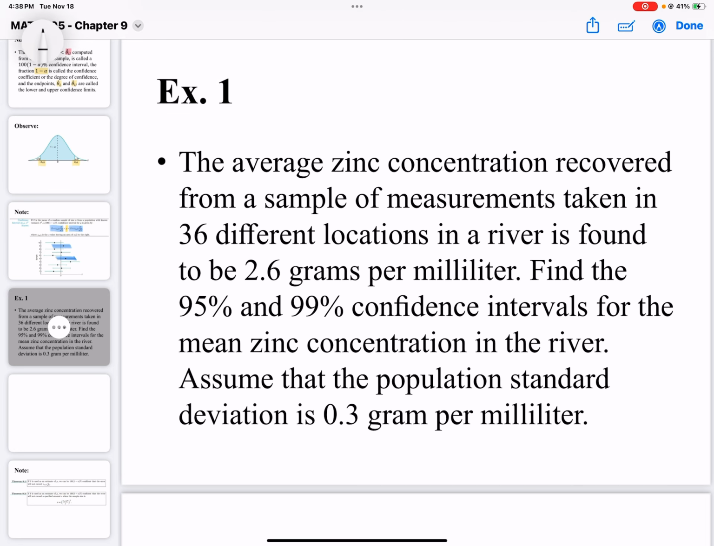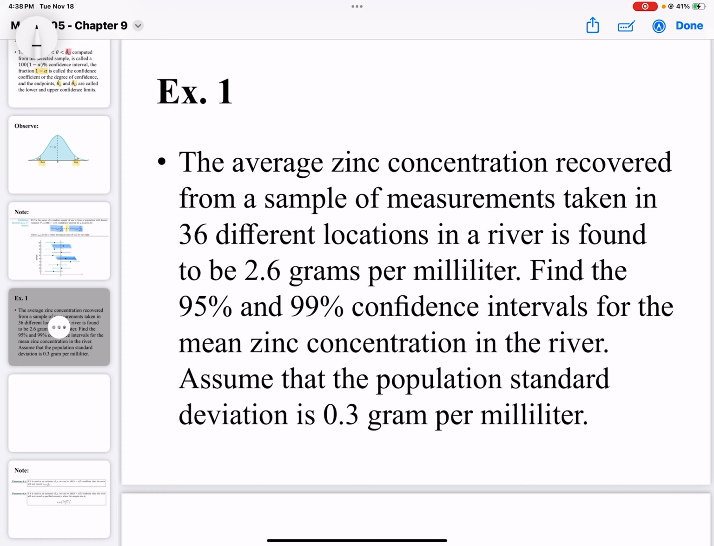The average zinc concentration recovered from a sample of measurements taken in 36 different locations in a river is found to be 2.6 grams per millimeter. Find a 95% and a 99% confidence interval for the mean zinc concentration in the river. Assume that the population standard deviation is 0.3 grams per millimeter.